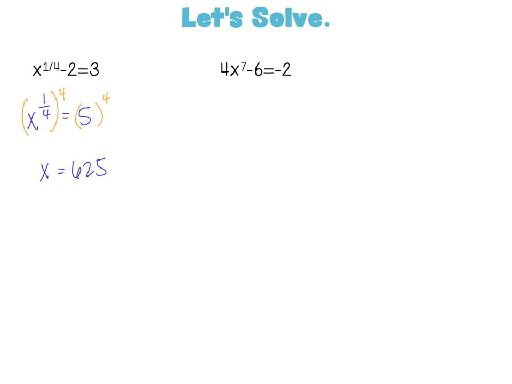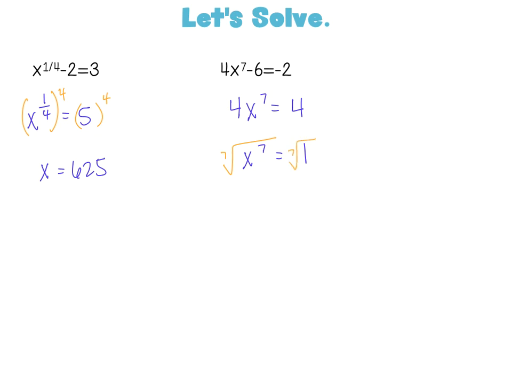Let's look at another example. I want to get x alone, so the first thing I'm going to do is add 6. Next, I'll need to divide by 4 on both sides. At this point, I've got it raised to the 7th power. Now we can do two different things here. We could raise it to the 1/7 power, flip that 7 over. That is absolutely correct. But another way we could do this was take the 7th root.